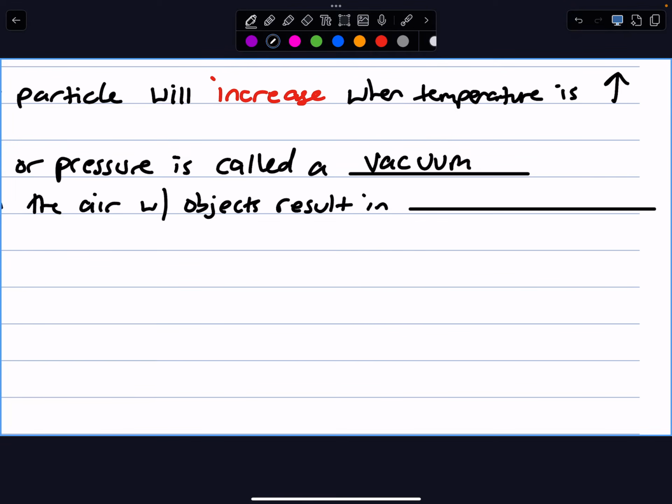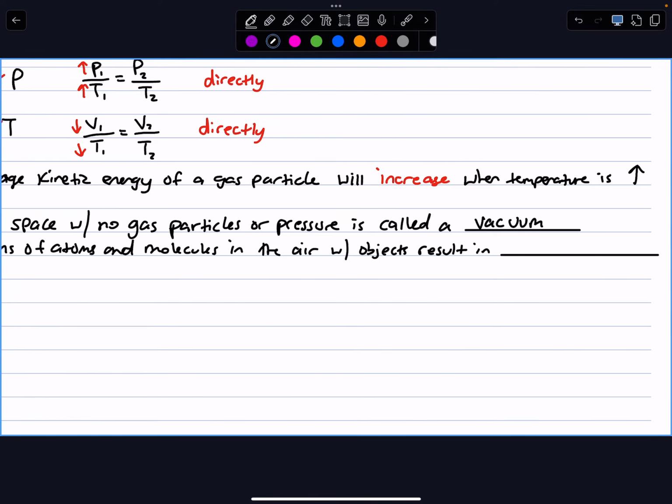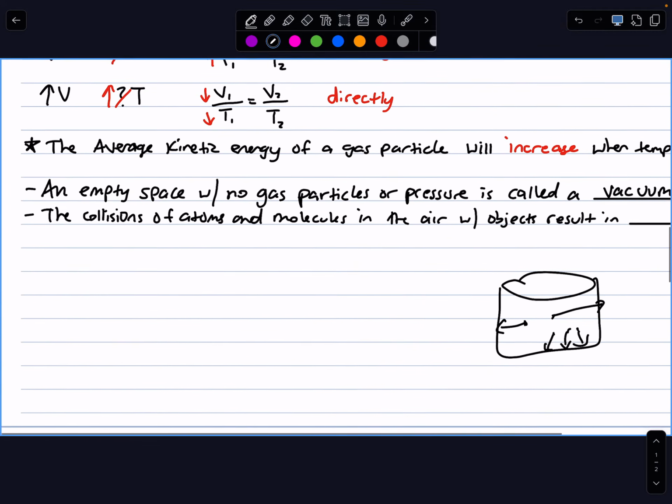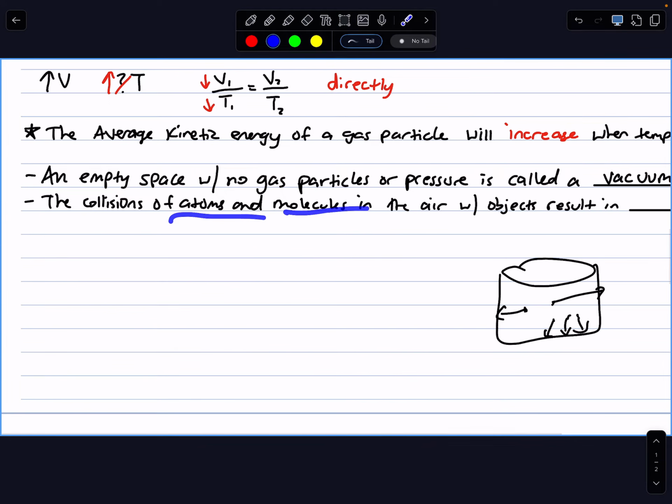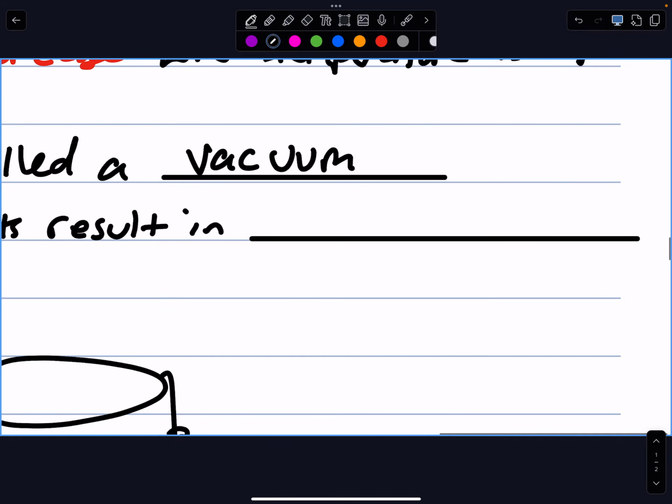Okay, let me give you a hint. When I have the particles colliding with the walls of a container, what does it cause? I have a container, I have particles hitting the wall. What does that build up inside of the container? Pressure. So if I have atoms and molecules colliding in the air, that causes pressure as well. But not just any pressure.